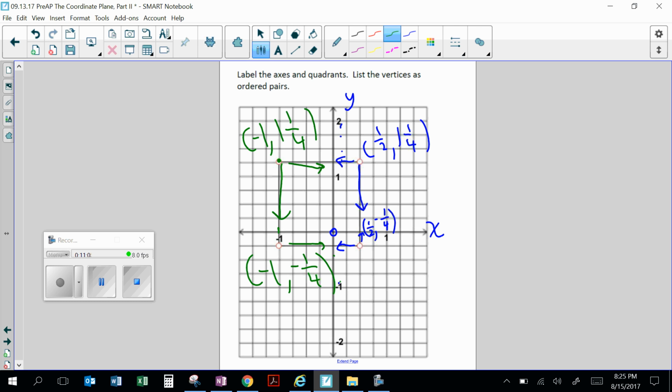So what we just talked about is how to graph points. What you have to know is that in an ordered pair, you have x, comma, y. Look at the x-axis, and then look at the y-axis.